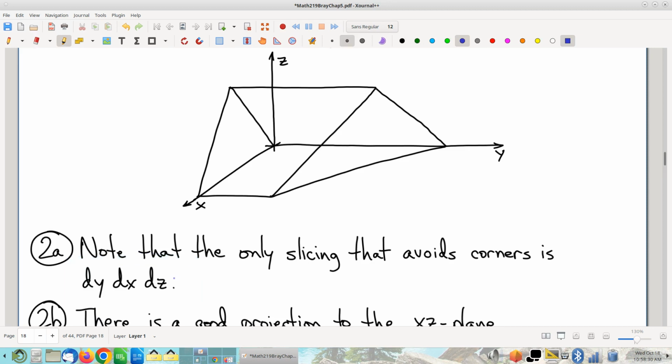Okay, but again, let's try to avoid a lot of work here and think in terms of what's a good projection. Now, let me show you a bad answer. Here's a bad attempt at a projection. Let's think about the shadow down here in the XY plane.